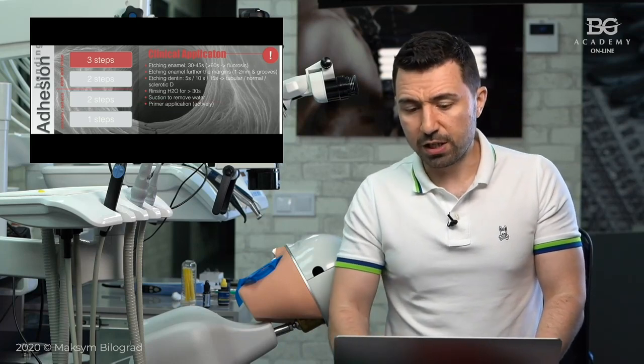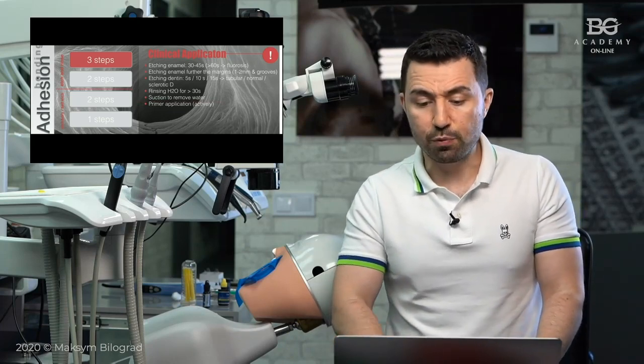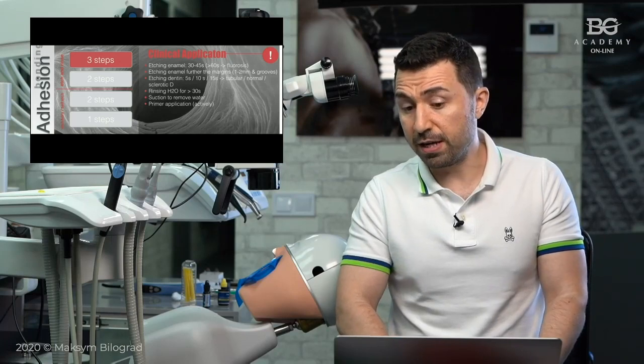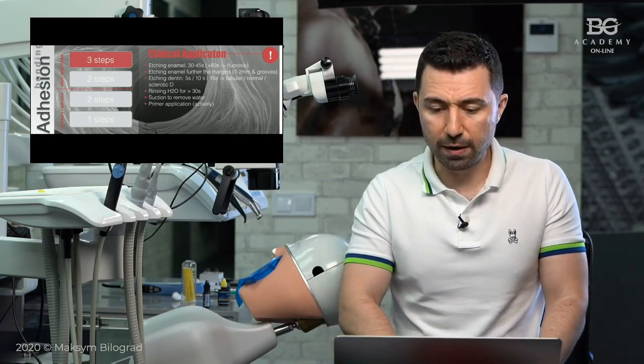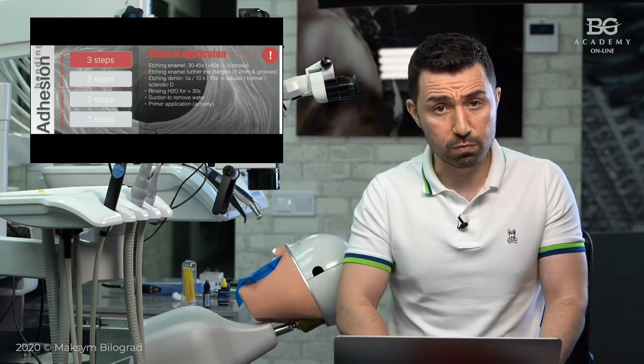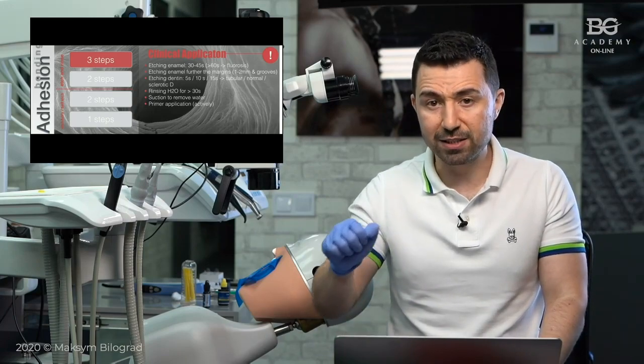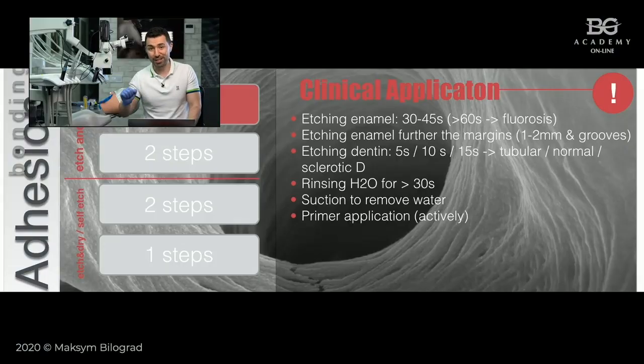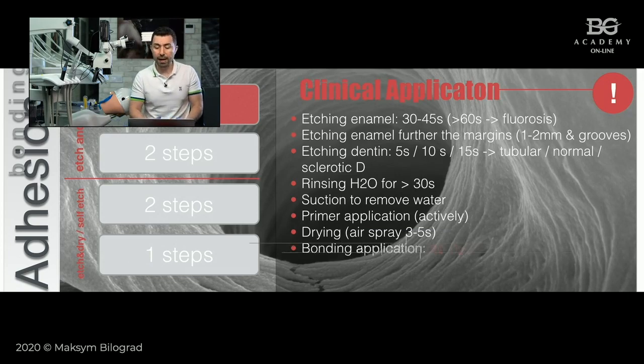Then afterwards we have to apply primer, and primer has to be applied very actively. So you put your primer with a micro brush, and for about 20 seconds you make a so-called massage on dentin, and then you dry, about 5-10 seconds. Here we have 3-5, it's not enough to be honest, so we dry it more than 5 seconds. So we evaporate the solvent that is in the primer, and then we apply bonding, the second bottle.